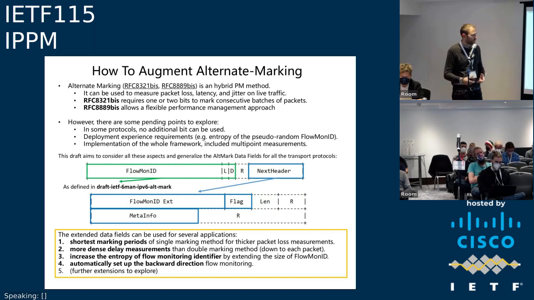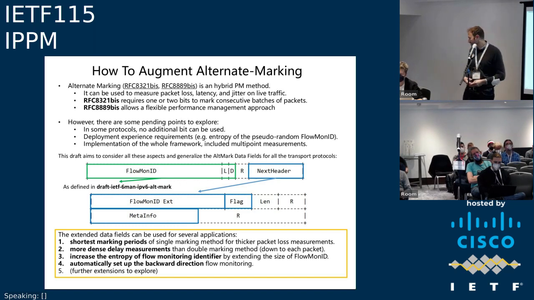So in order to introduce new metadata, a new flow monitoring identification extension, and new flags, the extended data fields can be used for several applications: to have a shorter marking period, have denser delay measurement, increase the entropy of the flow monitoring identifier, and automatically set up the backward direction. This is the scope of the draft. Please read and share your feedback on the list. I think that's it. Okay, thank you.